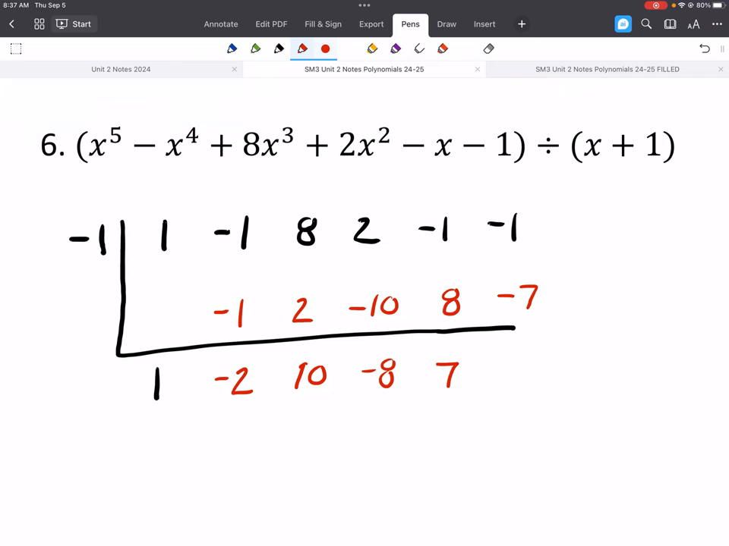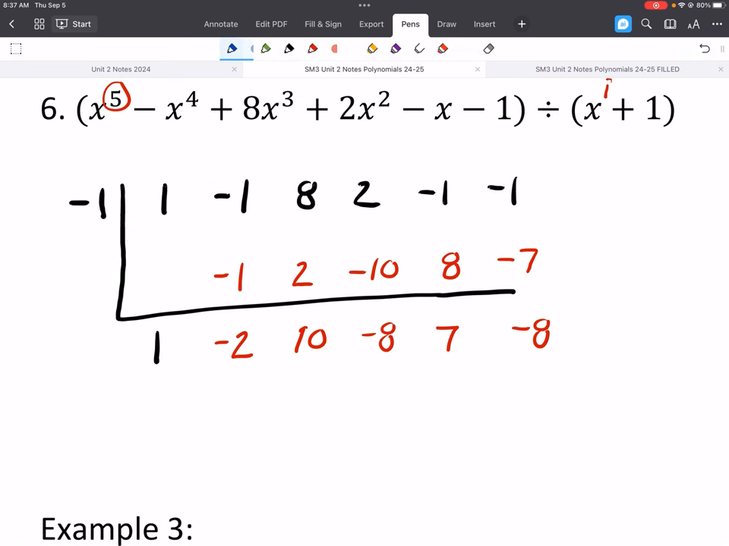multiply, add. Okay. And then we'll write down, again, it's a 5th degree divided by a 1st degree, so we should have a 4th degree when we're done. So we'll have x to the 4th minus 2x to the 3rd plus 10x squared minus 8x plus 7 plus the remainder.